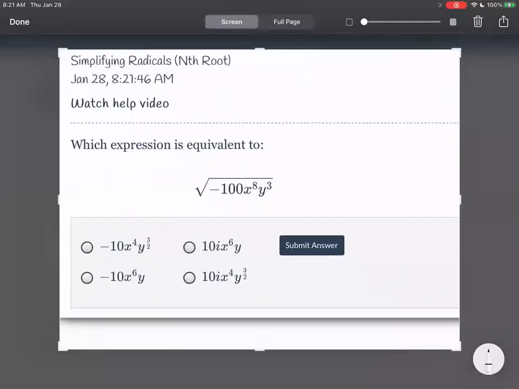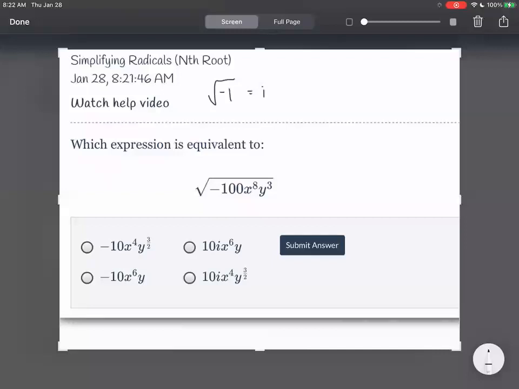Okay, so we have negative 100, x to the power of 8, y cubed, all inside a square root. And then I actually don't know if you guys have learned i before or if that was supposed to be taught, but then COVID caught up with us. So I'm going to pause the recording and ask you guys. So you guys just told me that you know what i is. i is the square root of negative 1.